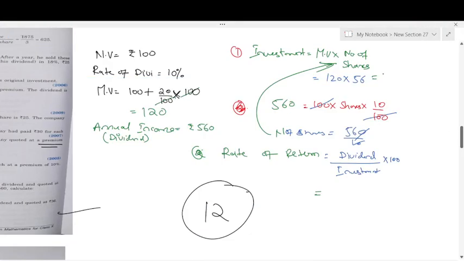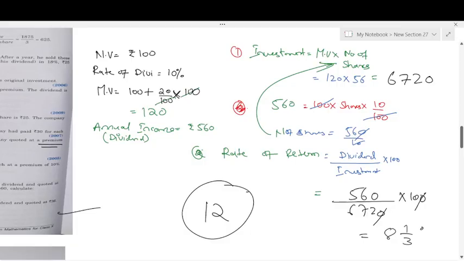Previous question. What's the investment you all got? 6,720. There is a zero here, right? If you miss that, even this one you'll go wrong, Naomi. Investment also required, right? 6,720 into 100. Dividend is 560. You reduce, you're getting a mixed fraction. I'll write the mixed fraction 8 1 by 3%. You can calculate it later, students. This is the answer you have to get, between 8 and 9. Try the 12th one now. Complete the 12th question.